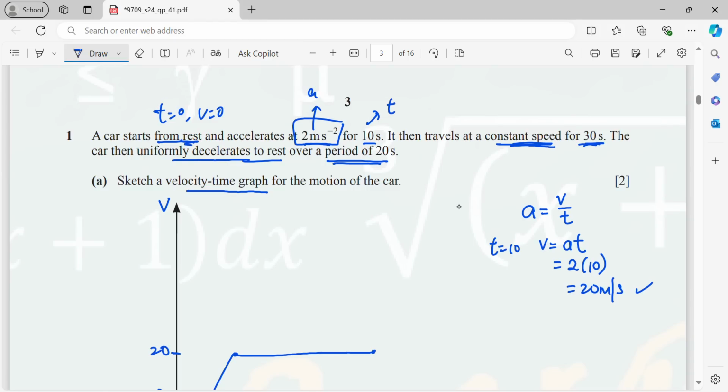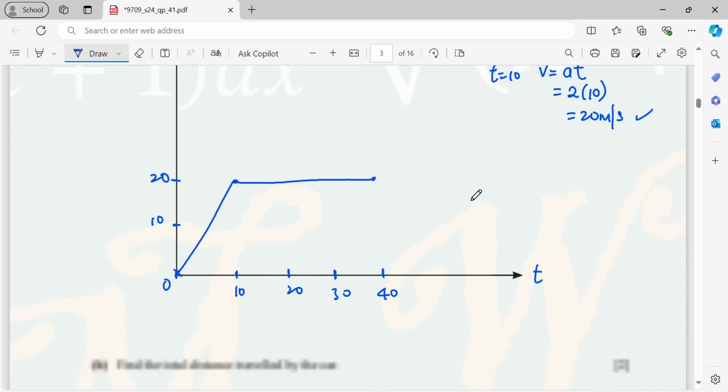Then the car uniformly decelerates to rest over a period of 20 seconds. Another 20 seconds, it comes to rest. Coming to rest means that v becomes 0. So this is 50, here is 60. So it drops to 0.